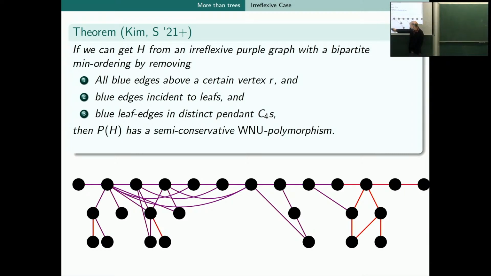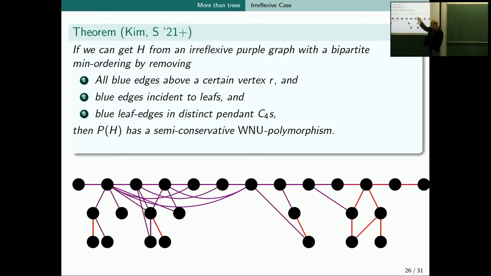Down here, I can also remove edges adjacent to leaves, right? So already we've done what they do in the tree case. But also I want to add this. I want to remove what I call leaf-edge-dependent C4s. So here's a C4 where two of the vertices have degree 2. I'm going to remove the edge between those vertices of degree 2.